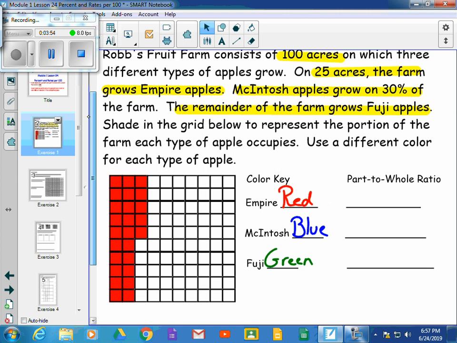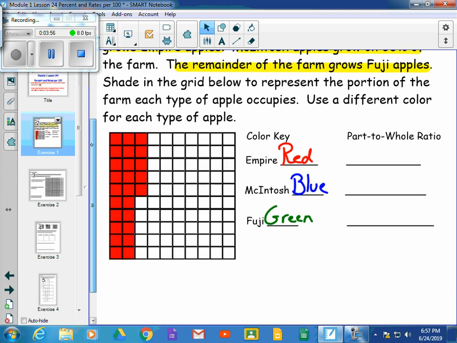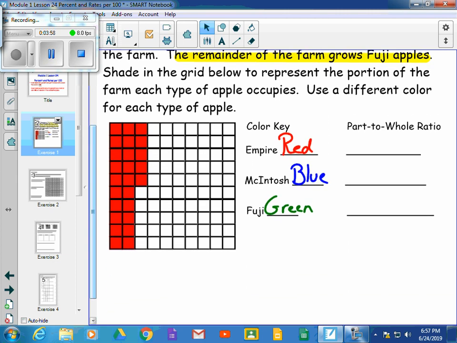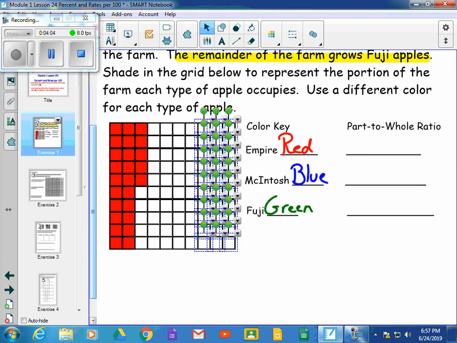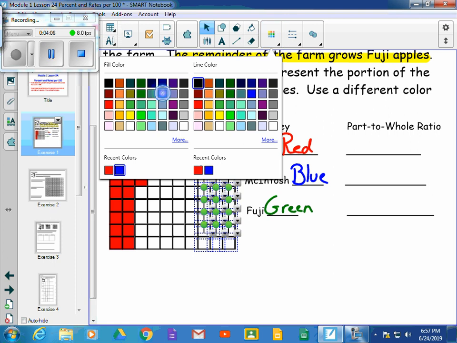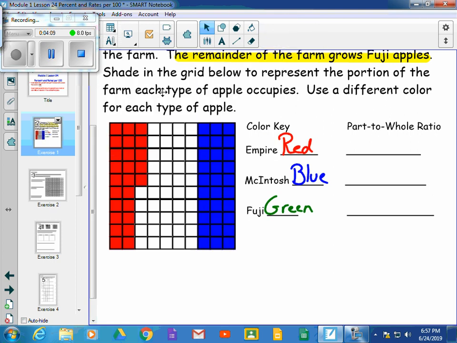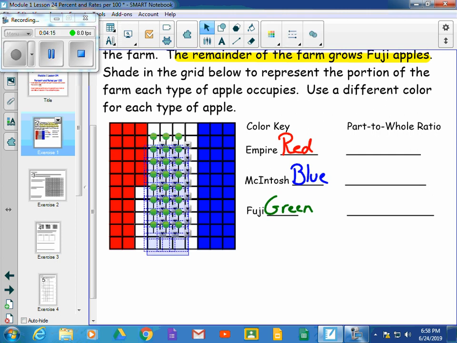30% of the farm grows Macintosh apples. Now 30% means 30 out of 100. So 30 of these we're going to color blue. And then it said the remainder of the farm grows Fuji apples. Those are going to be the green. So let's color those green.